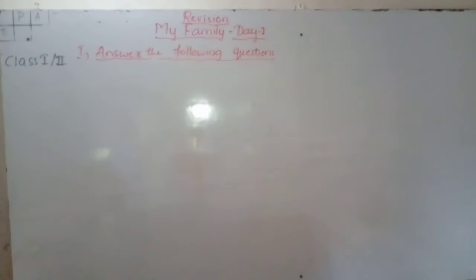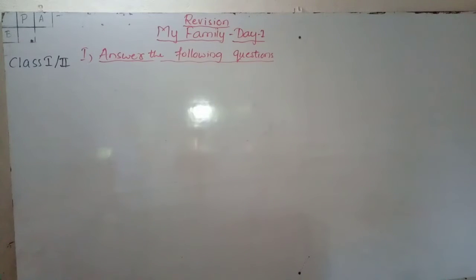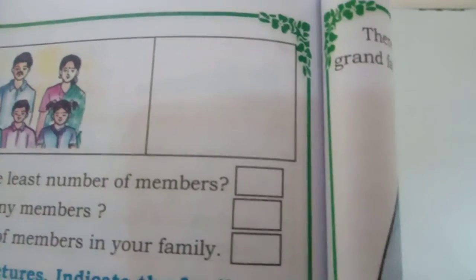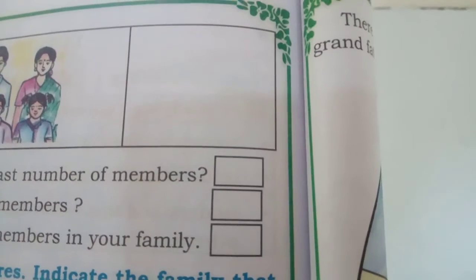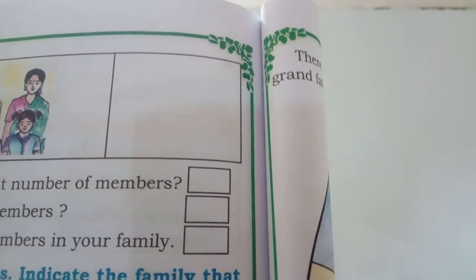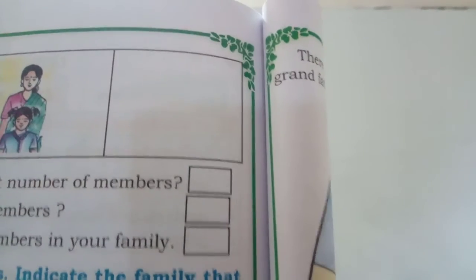Understood? Family 2. Many members are in family 3. Which family has many members? That is family 3, you write in the second column. Mention the number of members in your family. How many members are there in your family, you can also write in the third column.